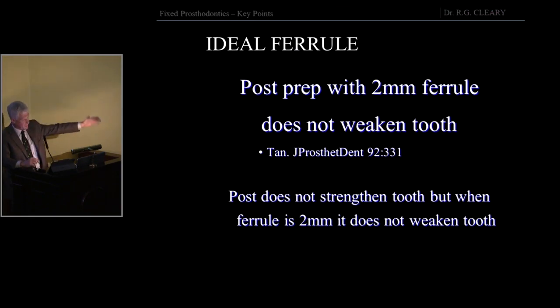And look at this statement. A post preparation with a 2mm ferrule does not weaken the tooth. Isn't that fantastic to know as a restorative dentist? 360 degrees, 2mm height, doesn't weaken the tooth. And a post does not strengthen the tooth, but when the ferrule is 2mm, it does not weaken the tooth. A fantastic piece of information to know when you go to do your post preparation.